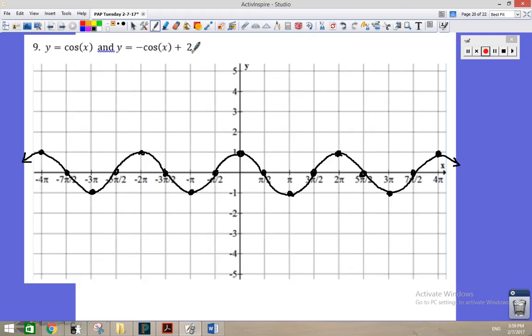We're going to lift it up 2 units, but we're also reflecting this across the x-axis. So I'm going to reflect it first. So what was up is now down, what was down is now up. So here's a reflection of my basic cosine curve. You can see the x-axis is a mirror.